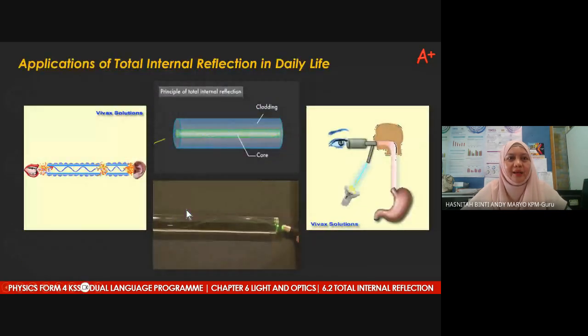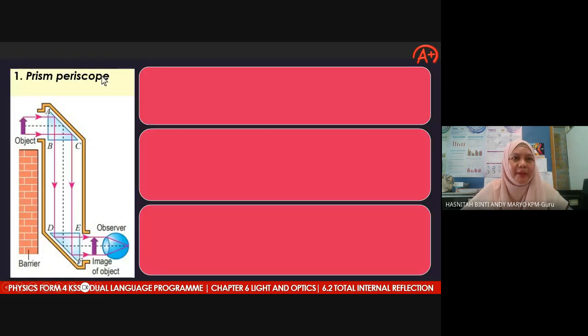Okay, now a few applications in devices. So this is a few examples. This is using optical fiber. This one is optical fiber, and this is also an endoscope in medicine. And also we have the periscope in a submarine, right? So let's take a look at the prism periscope first. You can find a prism periscope in a submarine.